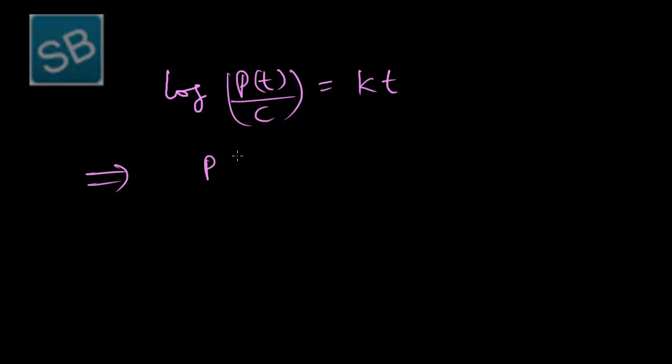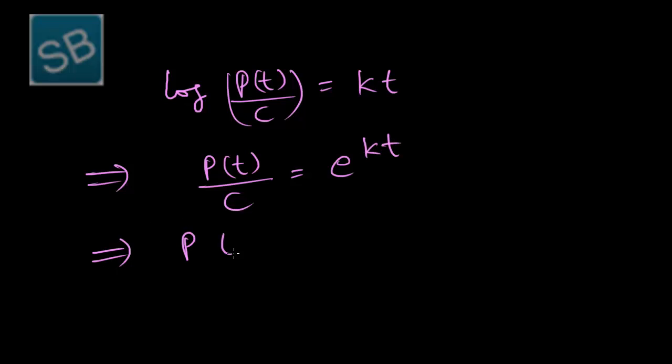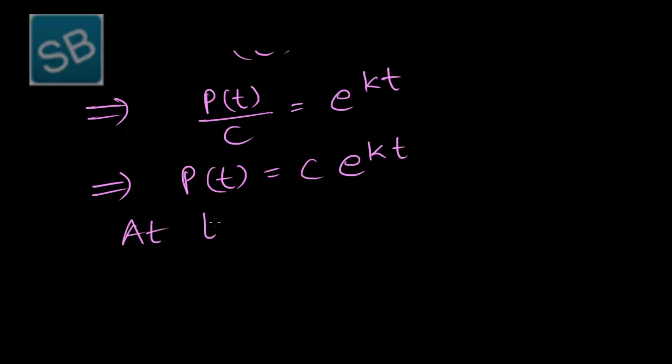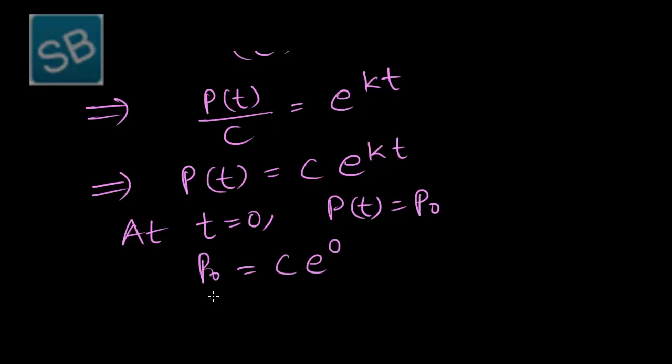On taking exponential, we get P of t over c is equal to e raised to power kt, exponential form. So P of t is formed into exponential rate of decay and growth. Since k is positive, it is a rate of growth, and if k is negative, then it becomes exponential decay. First here we will discuss the rate of growth of quantity with the time. So at t is equal to 0, P of t is equal to P naught. Therefore, P naught is equal to C e raised to power 0, that is 1. So we get C is equal to P naught.